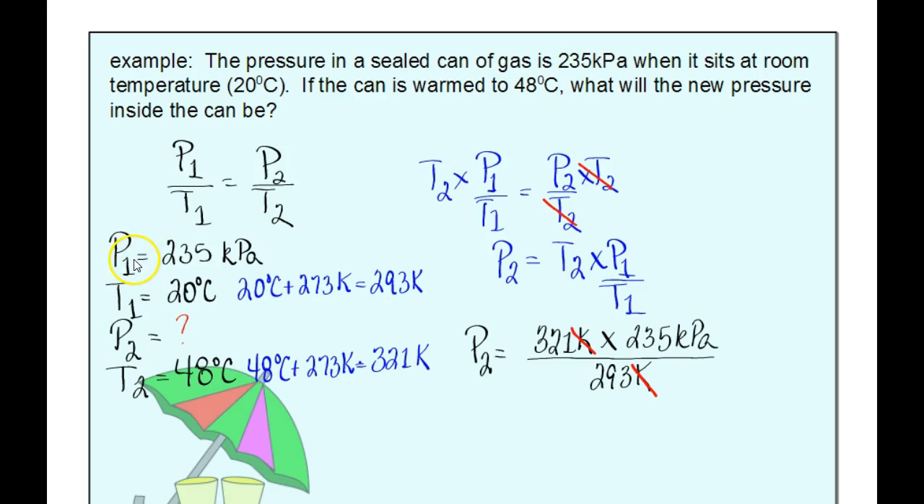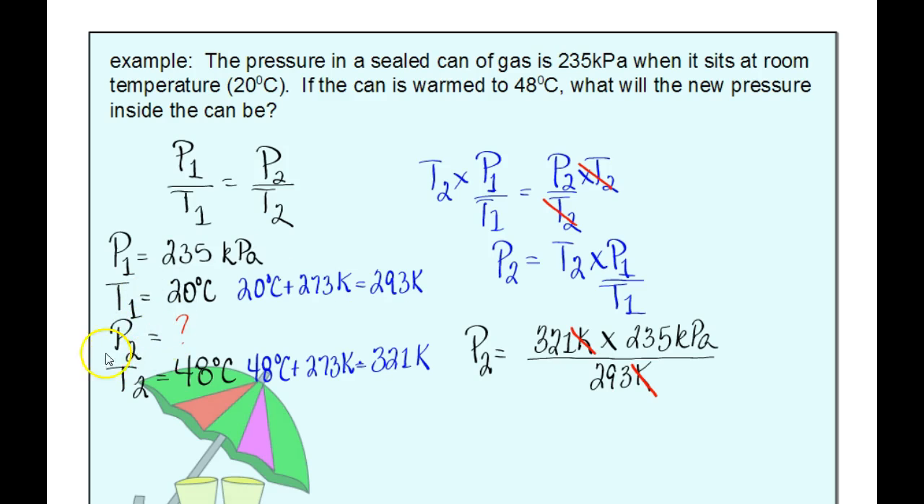So the initial pressure, P1, is going to be 235 kilopascals. The initial temperature is going to be 20 degrees Celsius. We know we have to change that to Kelvin because in all of these problems, we want the results to be in Kelvin. So simple, not a problem with this. We're just going to take 20 degrees Celsius and add it to 273 Kelvin, and that's going to give us 293 Kelvin for our initial temperature.